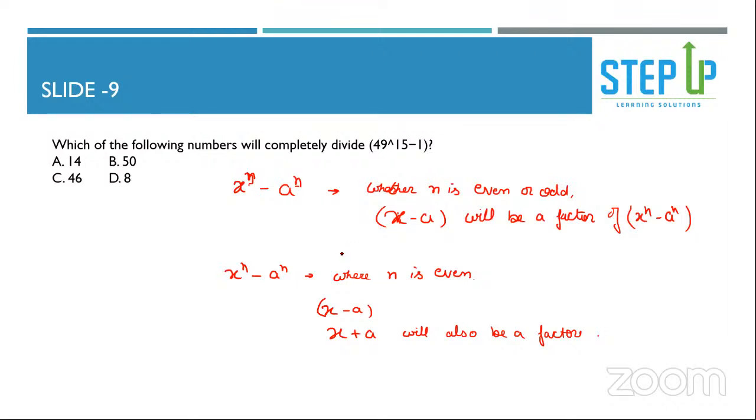So here the answer is 8. X to the power n minus a to the power n. We are looking at 49 to the power 15 minus 1 to the power 15. I can write any number to the 1's power. So this will be 49 to the power 15 minus 1 to the power 15, where n is even or odd doesn't matter. It will be divisible by 49 minus 1. 49 minus 1 is 48. Now 8 is a factor of 48. It means that the number which will completely divide it is 8.